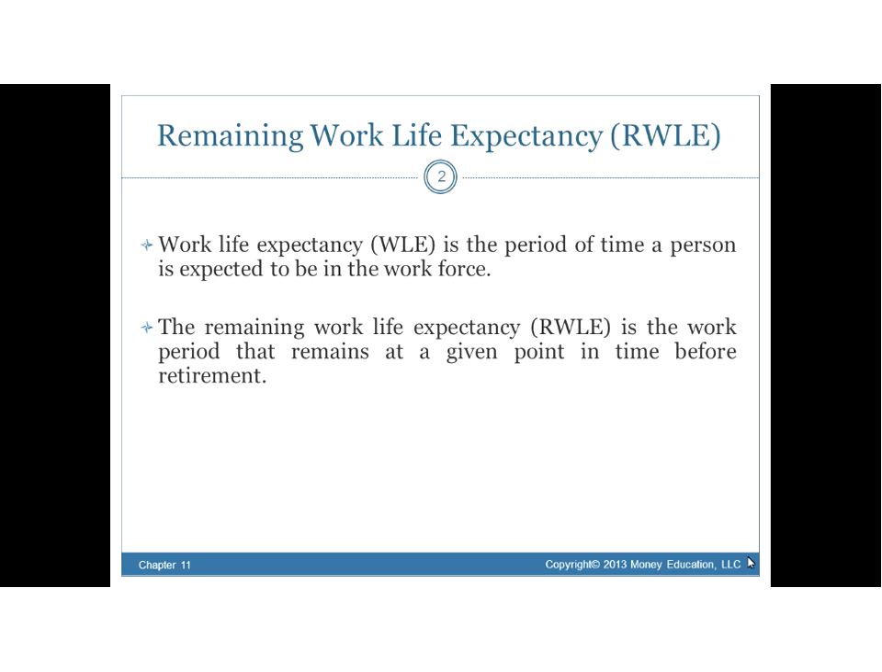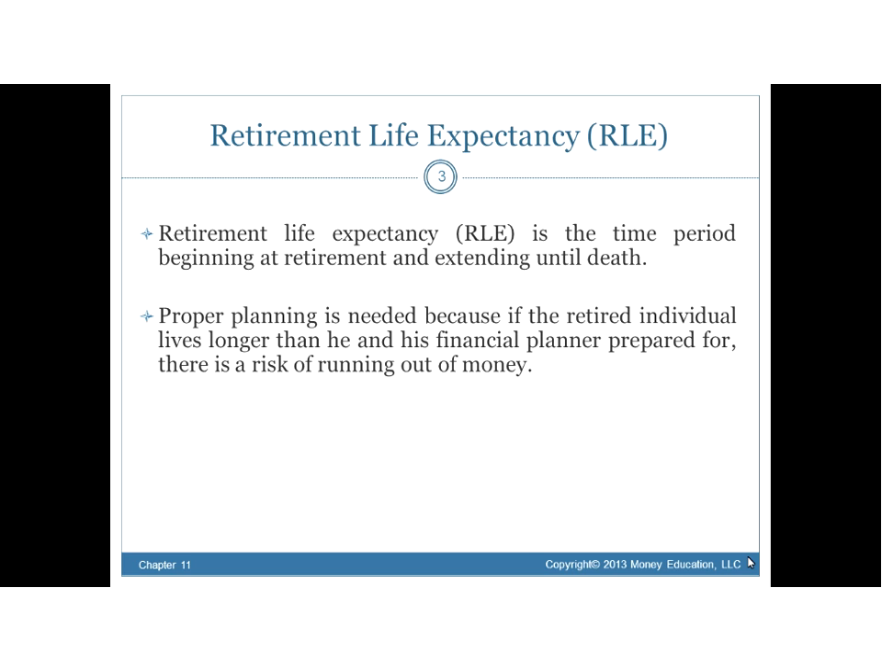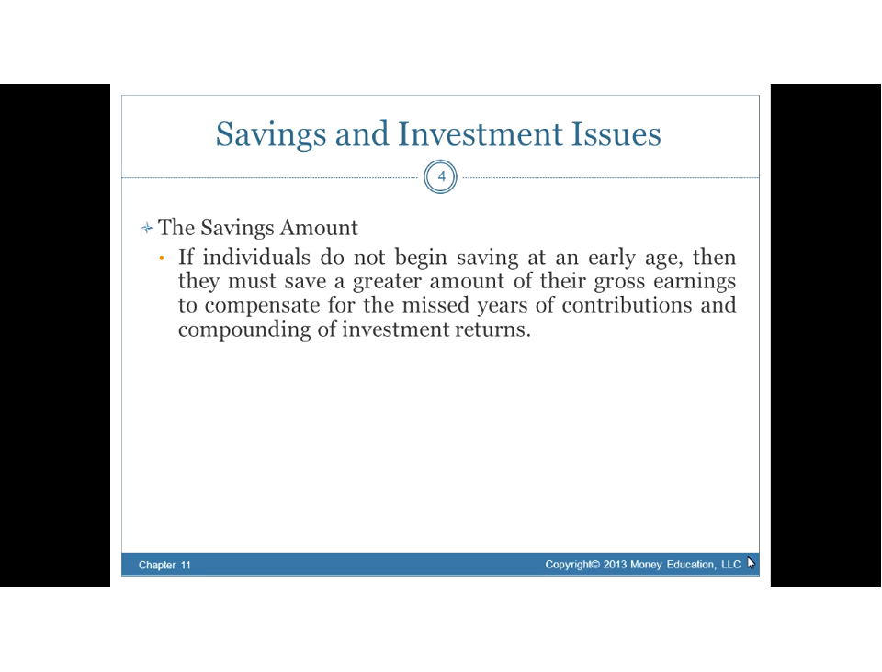So really what we're looking at is work life expectancy. That's the time left remaining between your retirement age minus your current age, or RWLE, is the same thing. And then there's retirement life expectancy. This is your estimated life expectancy minus your retirement age. Certainly we'll use those a little bit more as we get into some examples later in this chapter.